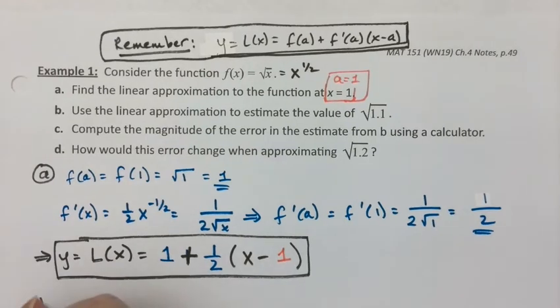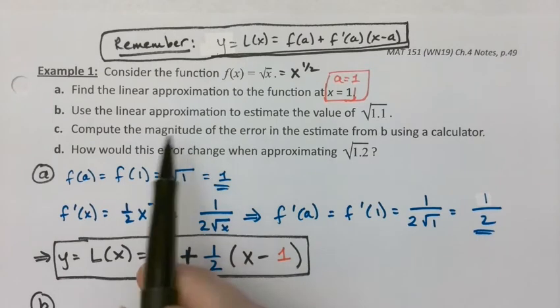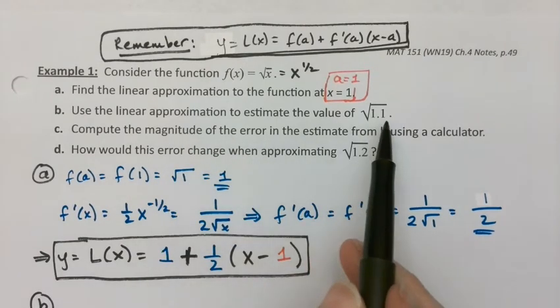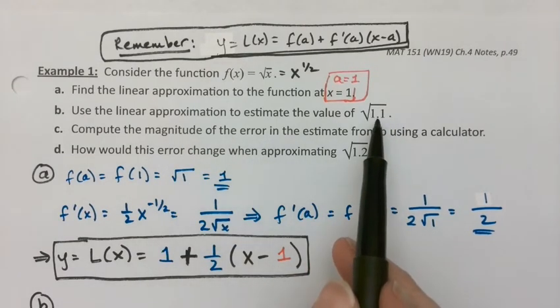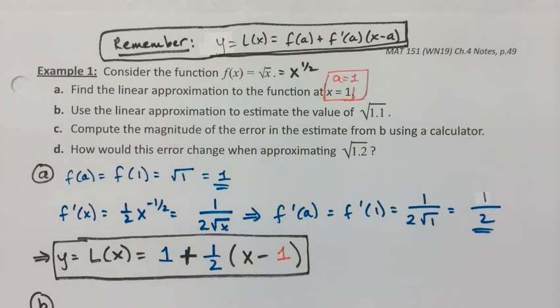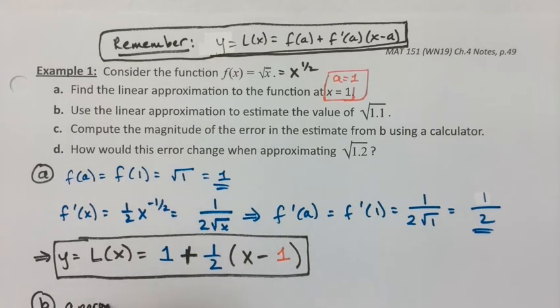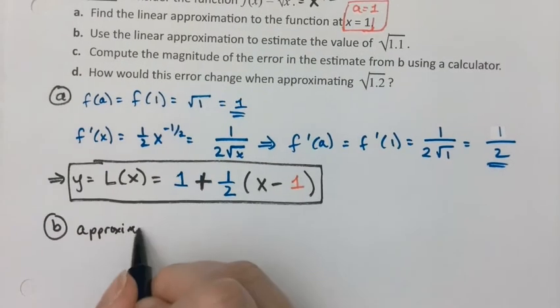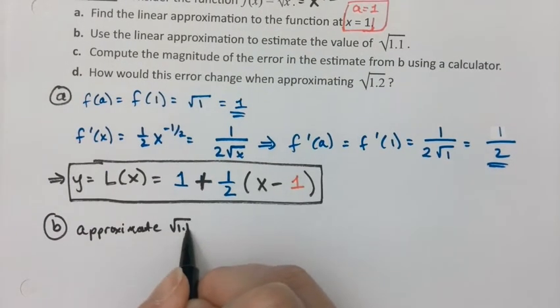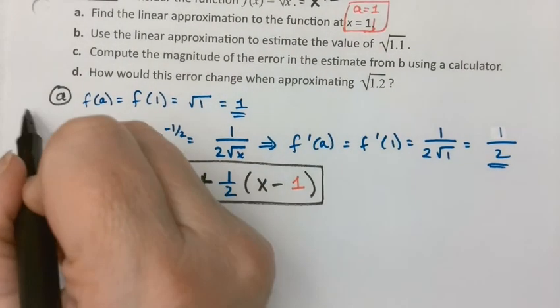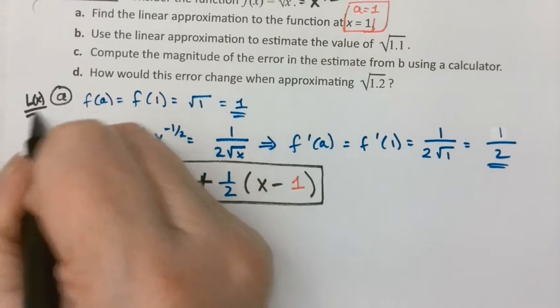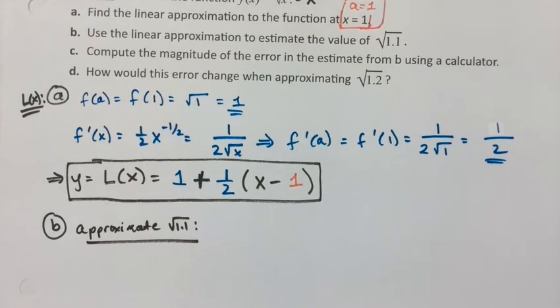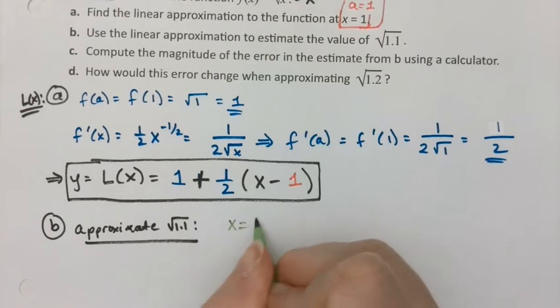We're fine right there. Letter B, we're going to use that linear approximation to estimate the value of the square root of 1.1. Okay, so if I want to approximate the square root of 1.1, my x value, I'm sorry, that's off screen, square root of 1.1. Okay, so part A, sorry, was to find L of x. That was what part A was. So that would mean that x for me is 1.1.